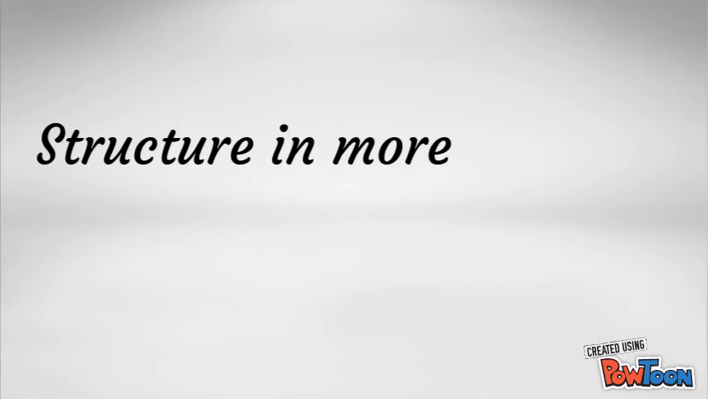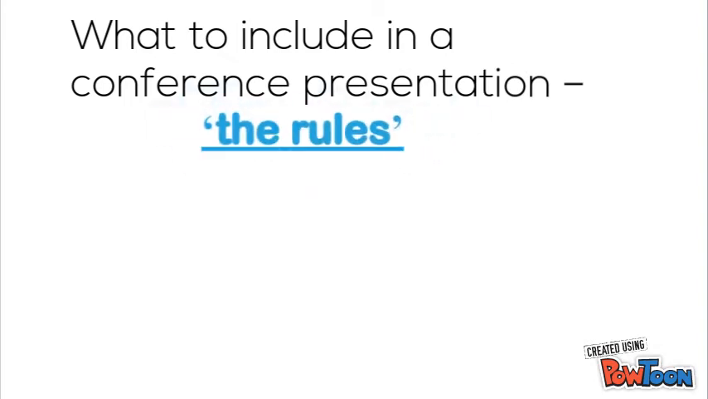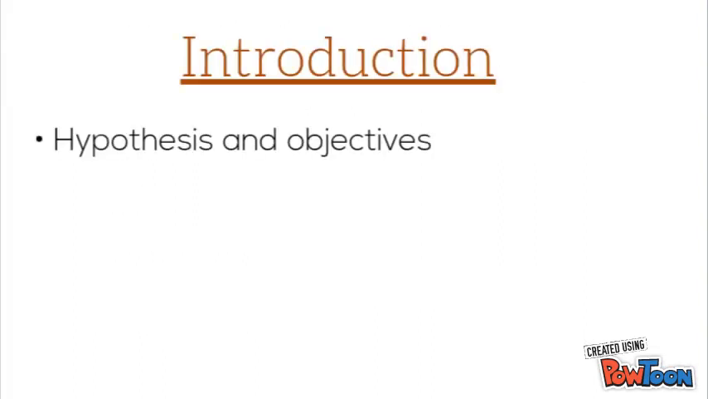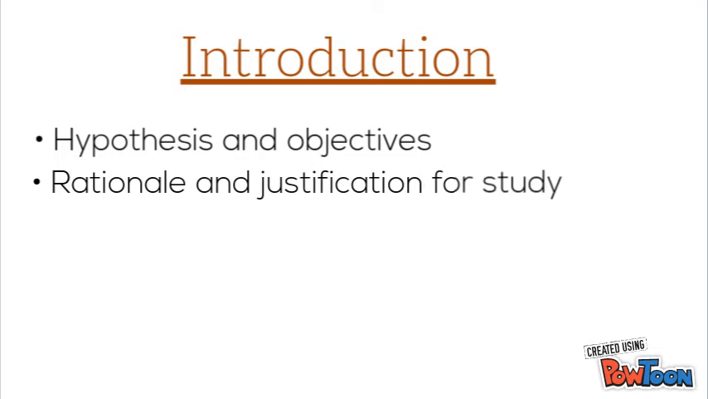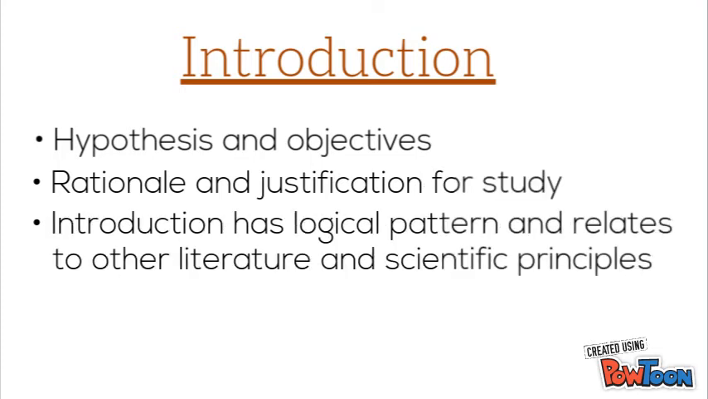Structure in more detail: what to include in a conference presentation. The rules. Title: informative. Don't baffle the audience with a complex title. Introduction: hypothesis and objectives, rationale and justification for the study. The introduction has a logical pattern and relates to other literature and scientific principles.